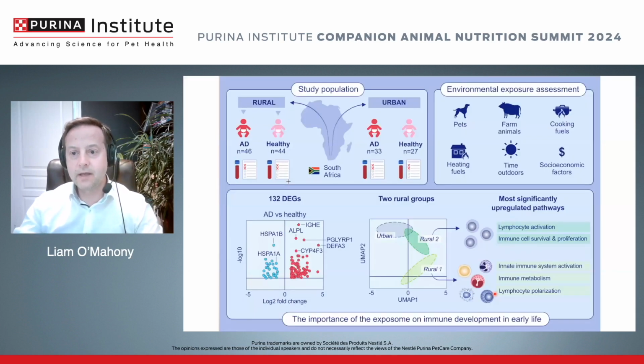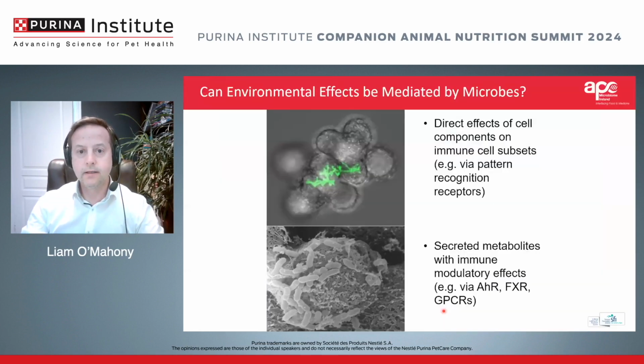So to summarize this, I think while atopic dermatitis is important for sensitization, actually the living environment is incredibly important for the polarization, the activation, and the regulation of the immune system. And I've listed here some of the most important factors. So exposure to pets, farm animals, cooking and heating fuels, time spent outdoors, and also socioeconomic factors are very important in determining what type of immune profile the child is expressing.